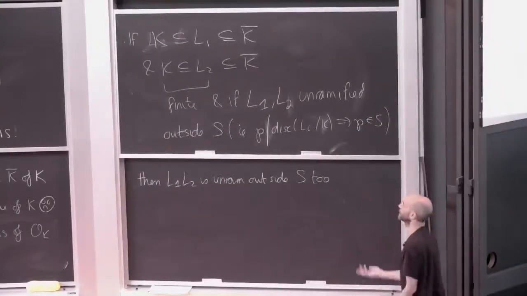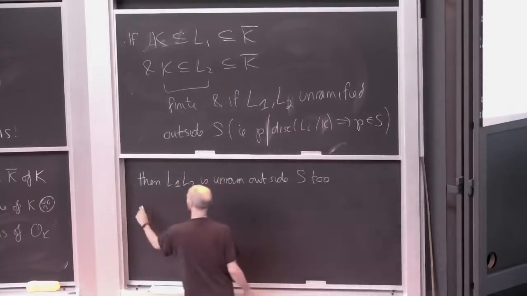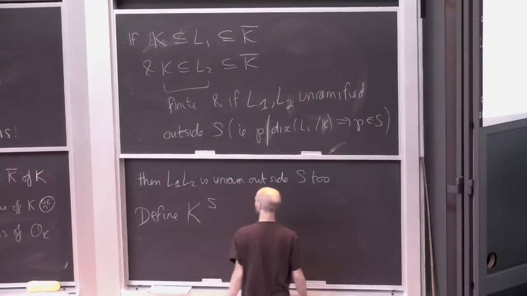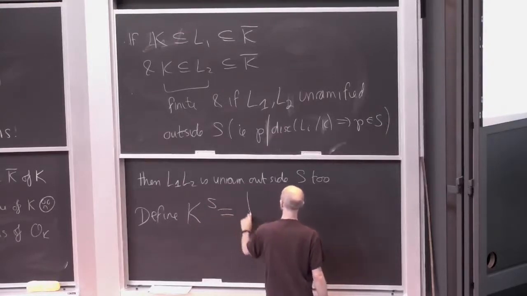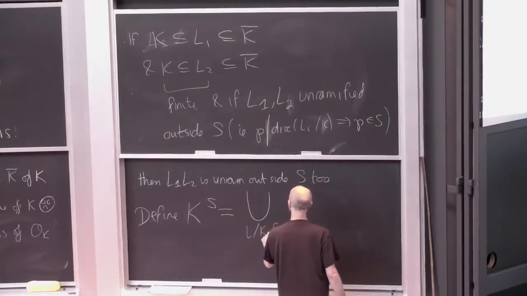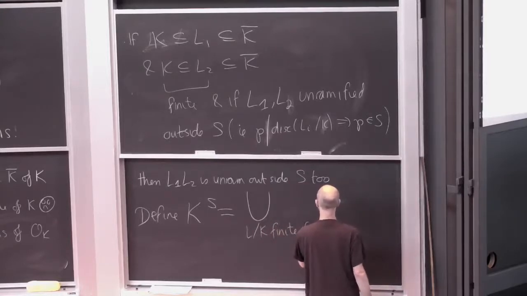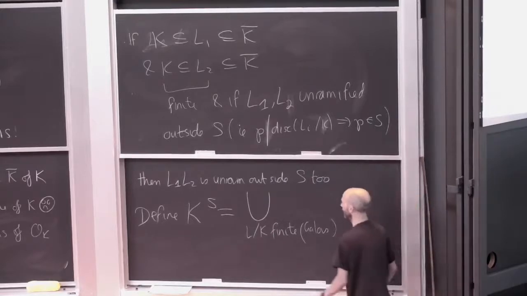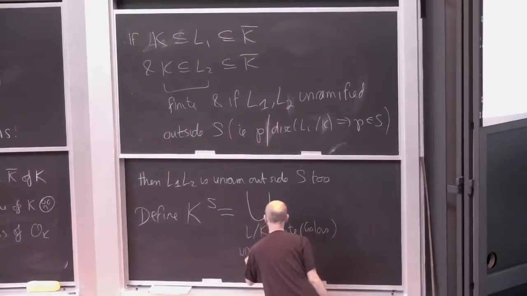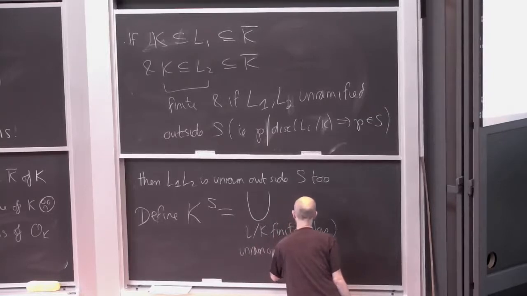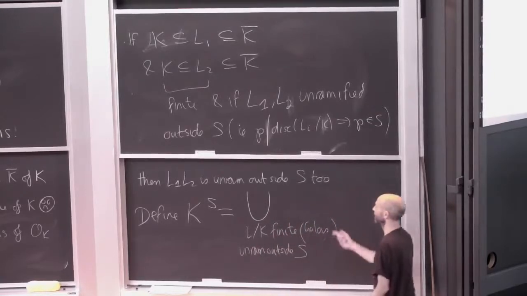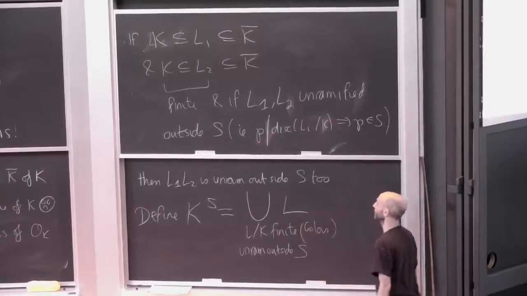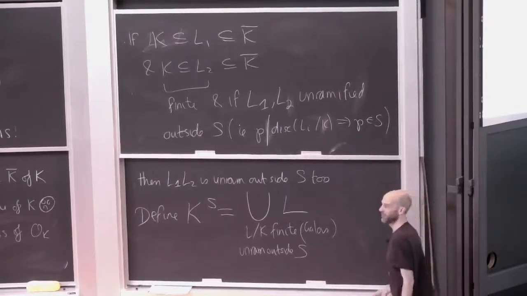So we're in the situation where we can take the union, right? So let me define K_S, capital S, this is the usual notation. This is the union of L over K finite, and Galois if you like, Galois if you're paranoid, and unramified outside S. There you go. So there's a nice big extension. Take the union of L's. There we go. So this might well be an infinite extension.